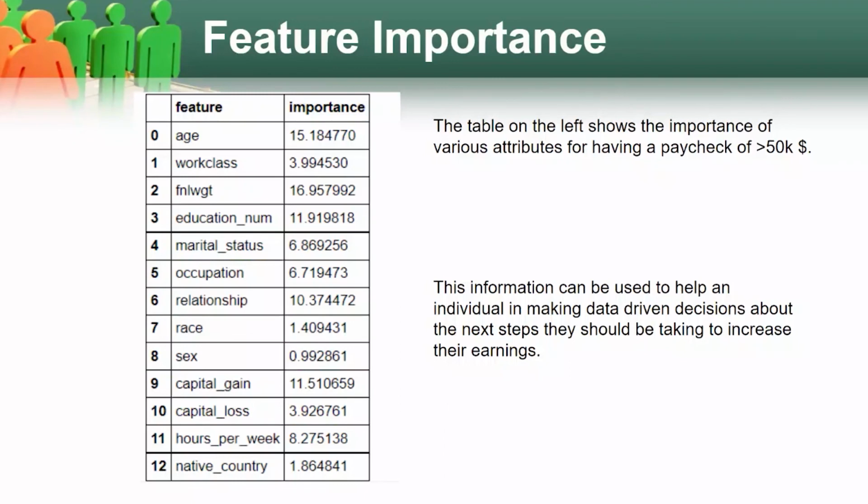In this part, we have tried to capture the importance of various features and attributes in our data which are directly or highly correlated with the income. As you can see in this table on the left, we have listed various attributes along with their importance for having a paycheck of greater than $50,000. We have age as a feature which has 15.18% importance, whereas hours per week has 8.27% importance.